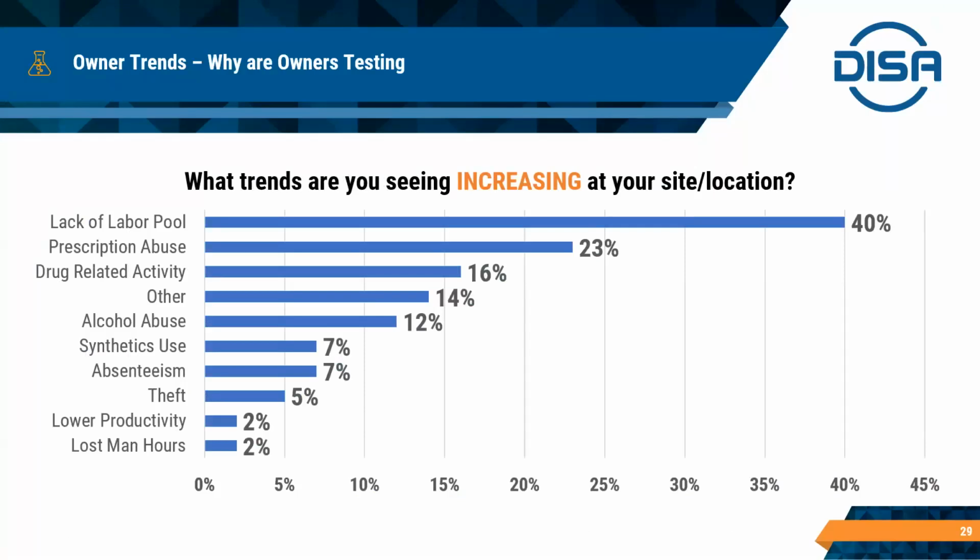What trends are you seeing increasing at your site or location? The labor pool is consistent throughout a number of the questions we asked, and so lack of labor pool came through on 40% of the respondents. Then prescription abuse, drug-related activity. Other was kind of a potpourri of a number of smaller answers, but you can see alcohol abuse and then synthetics use at 7%. So 4 of the top 5 trends increasing at their sites were related to drug and alcohol abuse.